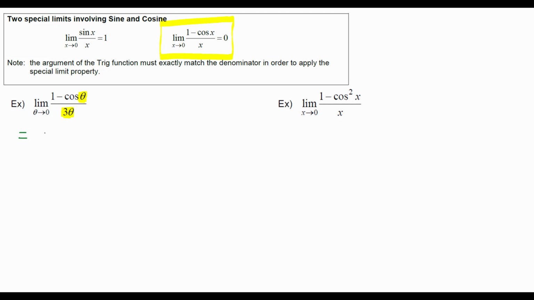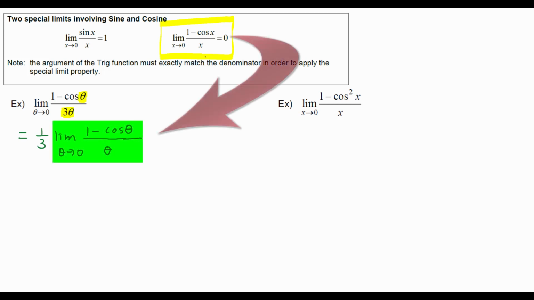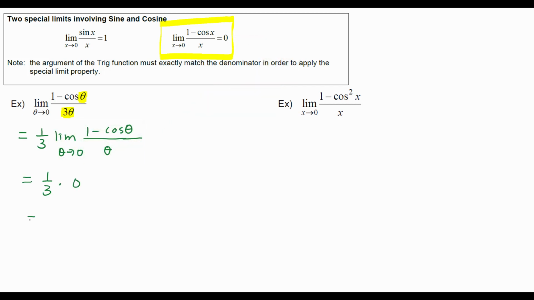And since the 3 is in the denominator, that will be 1/3 times the limit of 1 minus cosine theta. I pulled out 1/3, so you only have a theta now as theta approaches 0. And now that looks exactly the same as what we have in the box. So therefore, this will be equal to 1/3 times, what is this limit? 0. So you have 0.